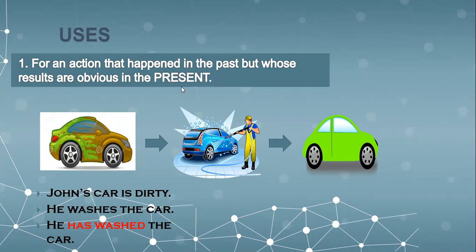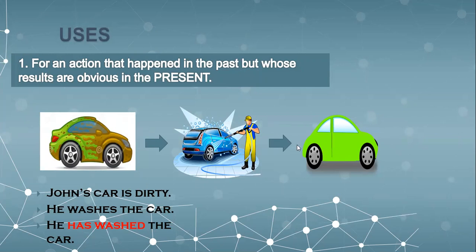The first use is for an action that happened in the past but whose results are obvious in the present. Like, John's car is dirty. When you look at it, it has a lot of mud and dust on it. He washes the car. So we can see the person washing the car. And what is the result? He has washed the car. So we have in the past a dirty car, and we have in the present a clean car.